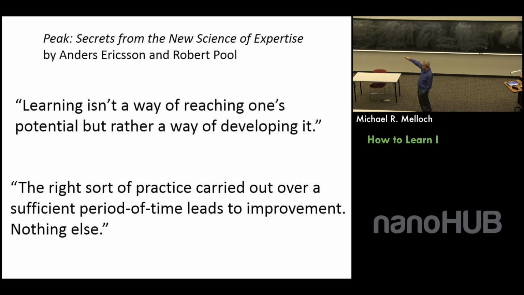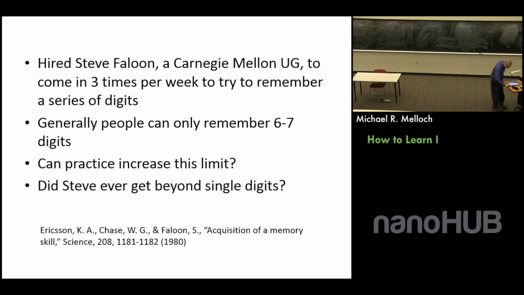Then talk more about it. It's the right sort of practice, which he calls deliberate practice, carried out over a sufficient period of time that leads to improvement, nothing else. So when he was a postdoc at Carnegie Mellon, he hired this undergraduate, Steve Faloon, and he wanted to see if there's a way to improve short-term memory.